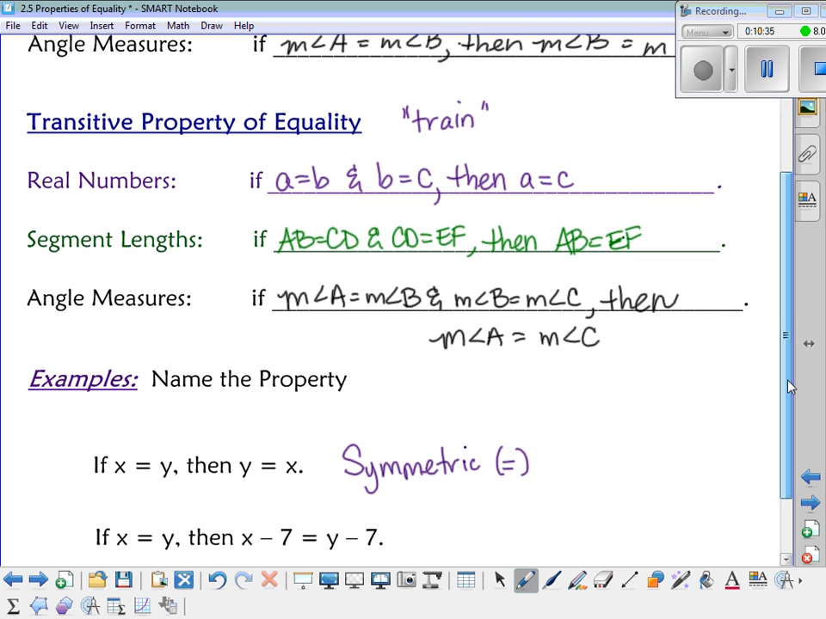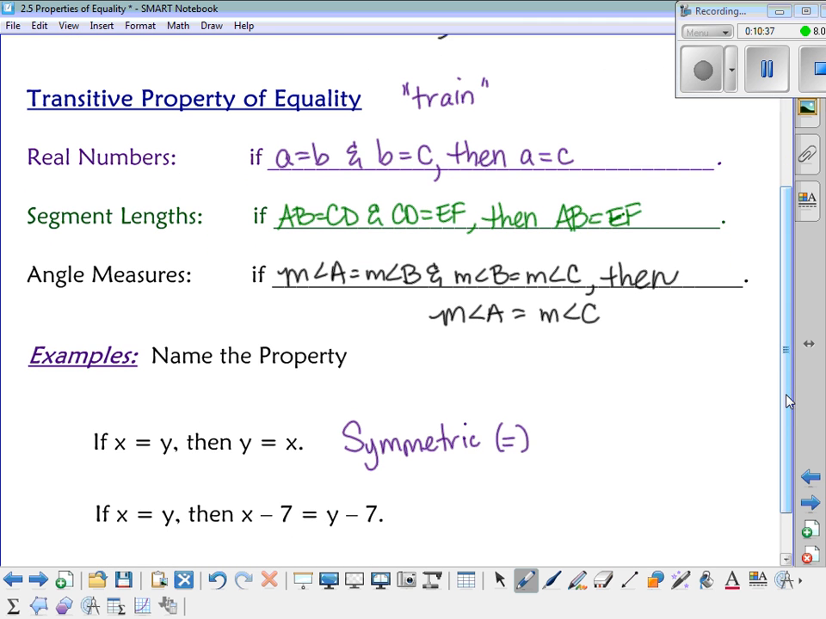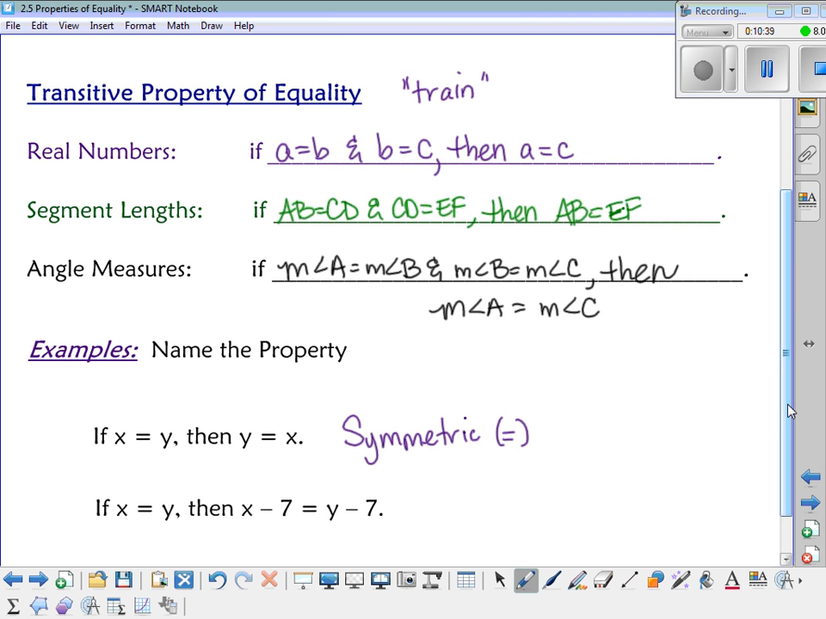The next one we've got, if x equals y, then x minus 7 equals y minus 7. So think for a minute what you think that might be.